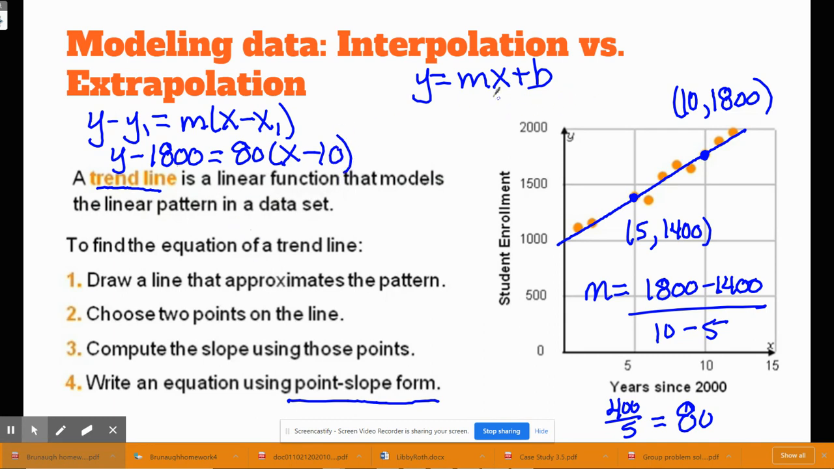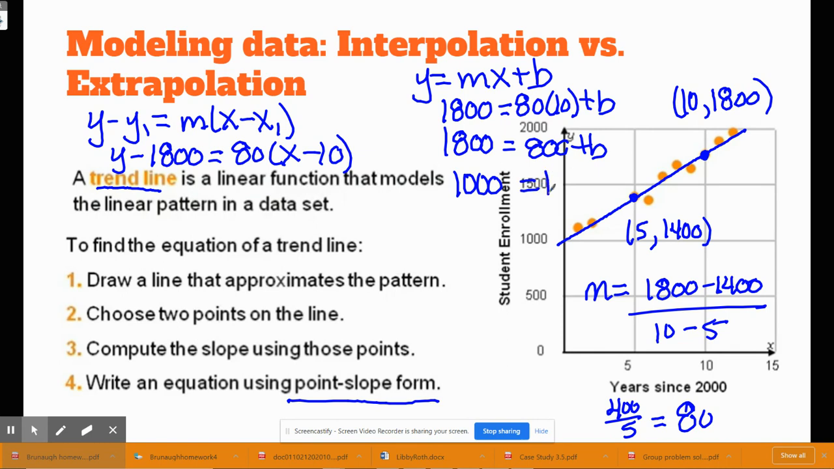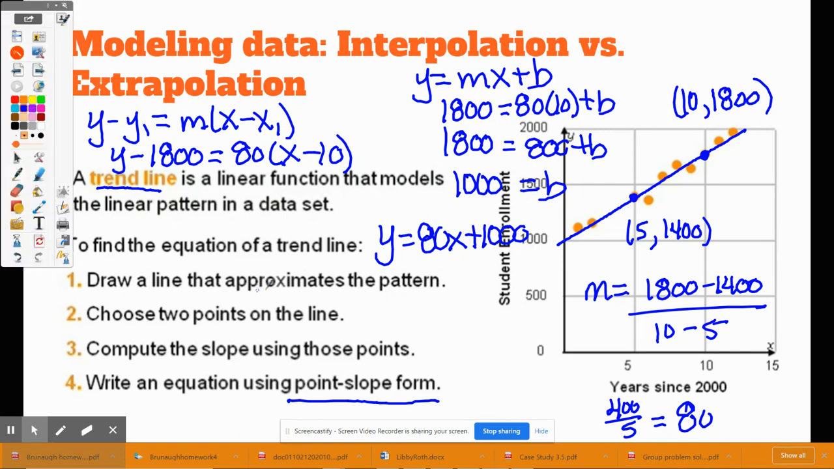Or you could pick your point, x and y, plug it into this equation. 1,800 is 80 times 10 plus b. Clean it up. 1,800 is 800 plus b, subtract 800, and b is 1,000. Then you can write the equation y equals 80x plus 1,000. So you could do point slope, or you could do y equals mx plus b to come up with an equation. Now, what can we do with that equation?